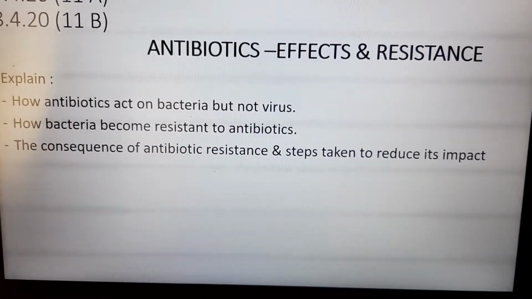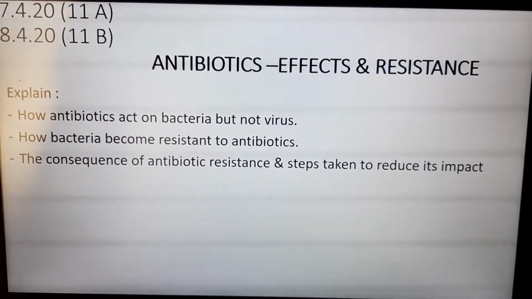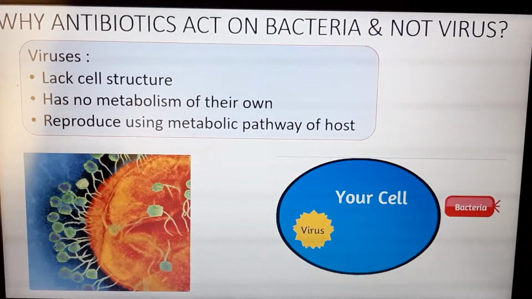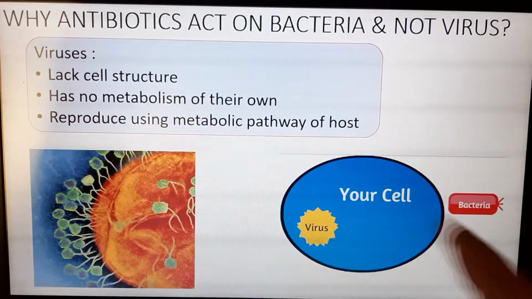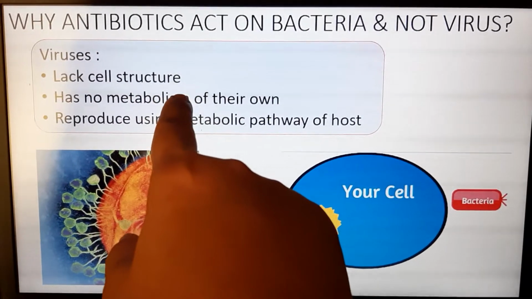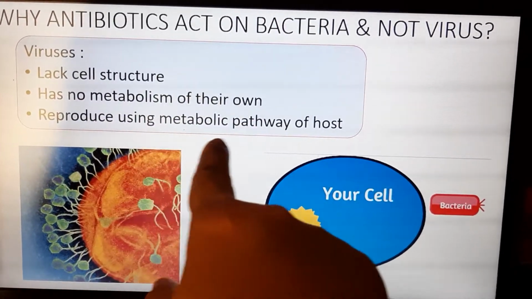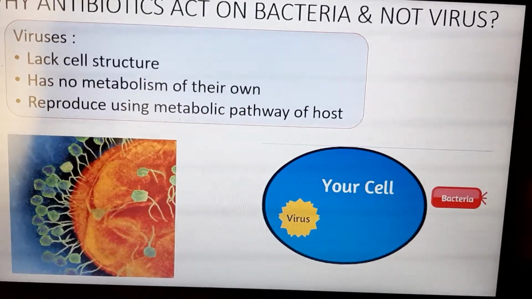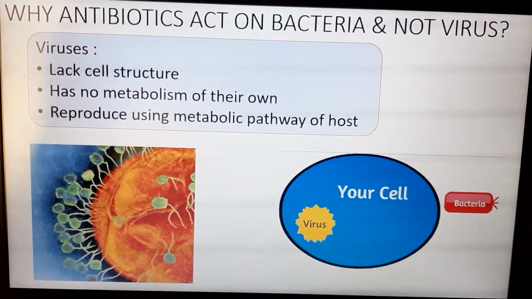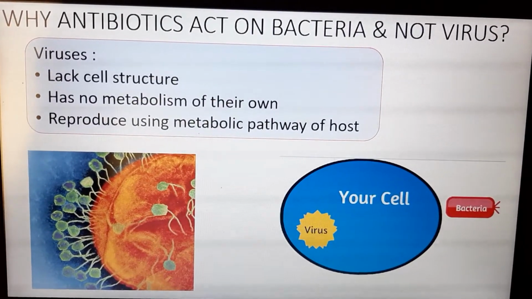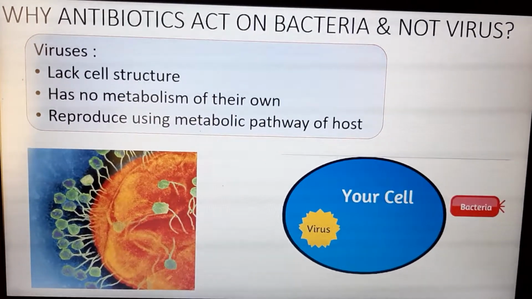Our topic today is antibiotics, their effect and resistance. Antibiotics usually act on bacteria only and not on viruses. This is because viruses don't have their own cell structure, they have no metabolism of their own, and viruses usually reproduce using the pathways of the host. That means they do nothing by themselves; they need a host. So if we kill a virus using an antibiotic, it is like killing the host also.